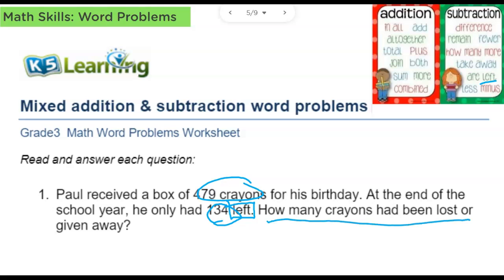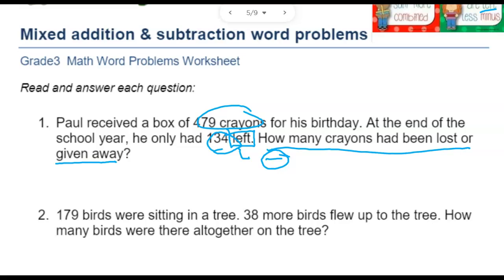Underline my question. Now, when we normally do our problem solving, we box our keyword. The part we're going to be adding is then identifying what it means. So left means subtract. So I will need to subtract 479 minus 134. If you need to pause the video to catch up with me, please pause the video.